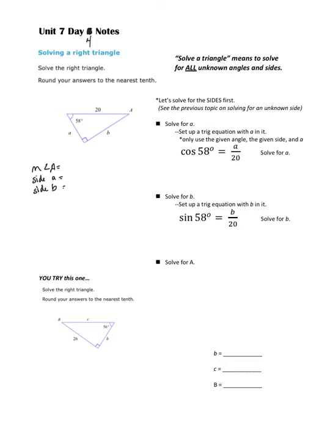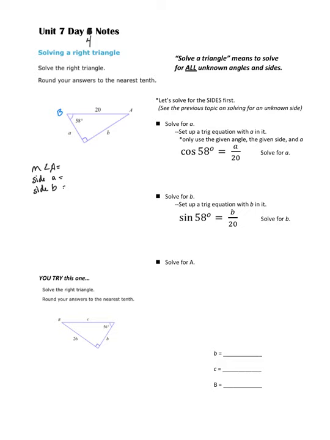Let's take it in the order we have in the notes. I am going to label the missing vertex B. It is opposite side B, so it is capital B for the vertex. Okay, let's solve for the sides first. There's no rule that says you have to do this first. We just happen to teach it this way.